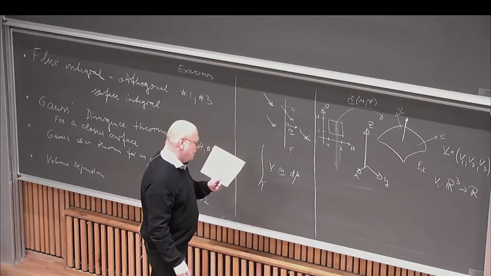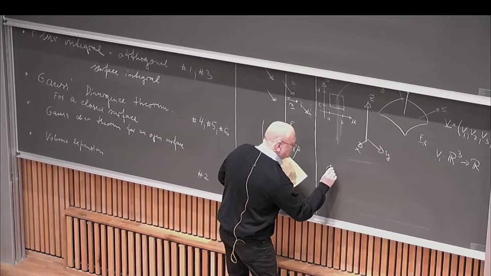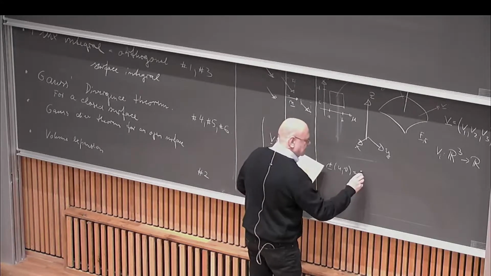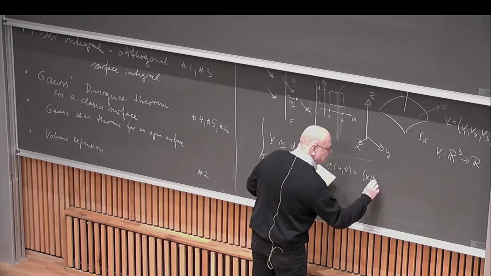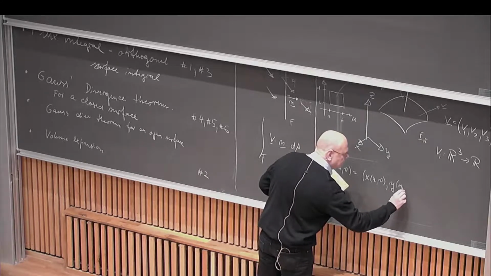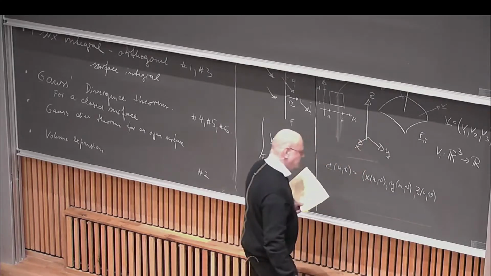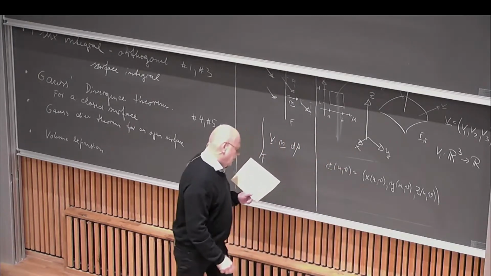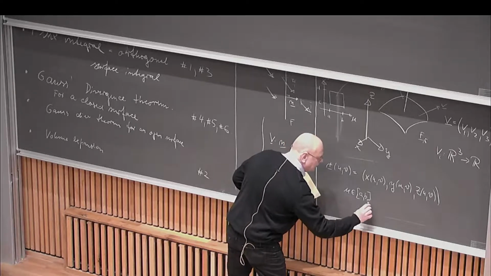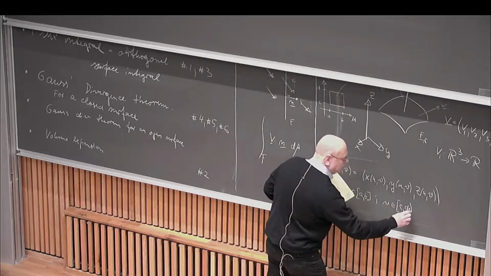And so I just write down the parametric representation. It is given by these three coordinate functions, x, y, and z. And u is running from A to B, and v is running from C to D.